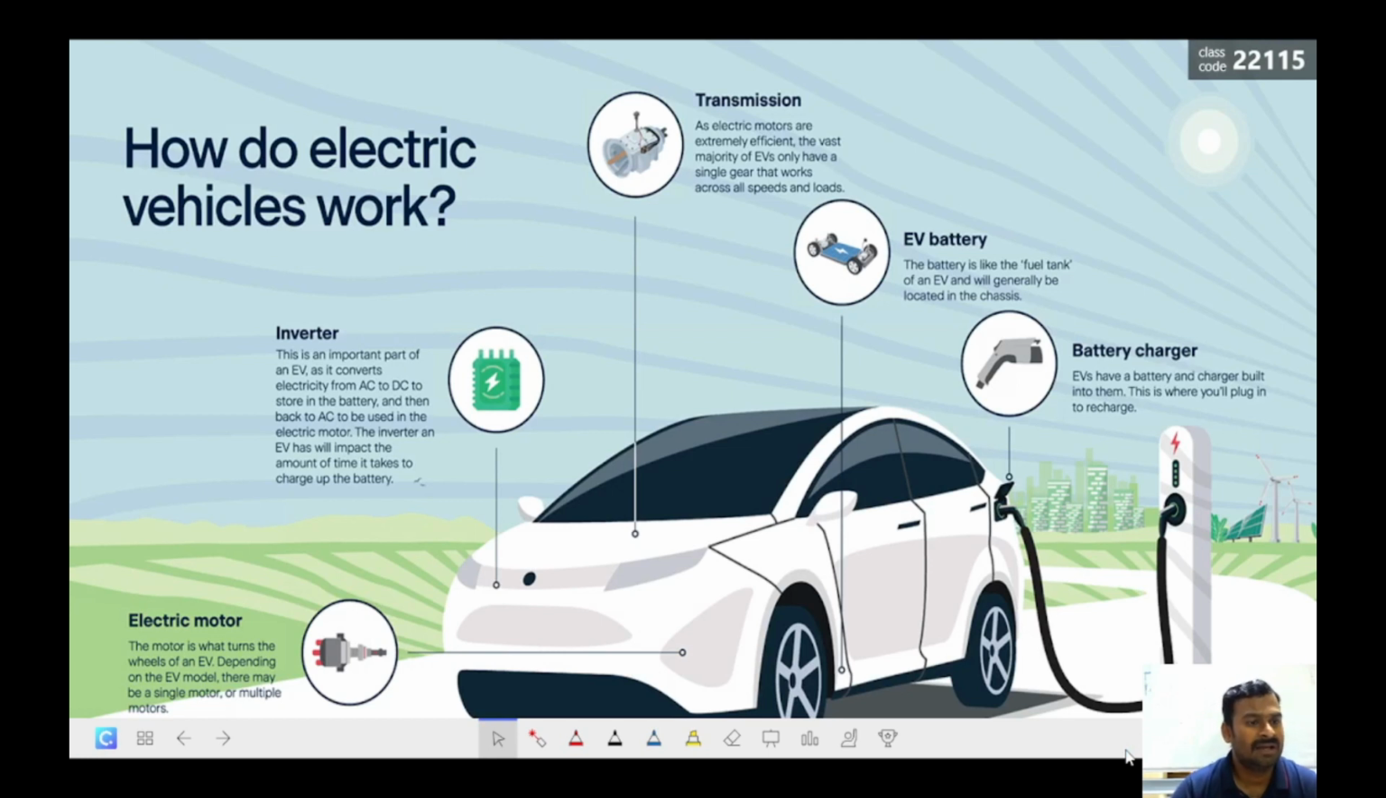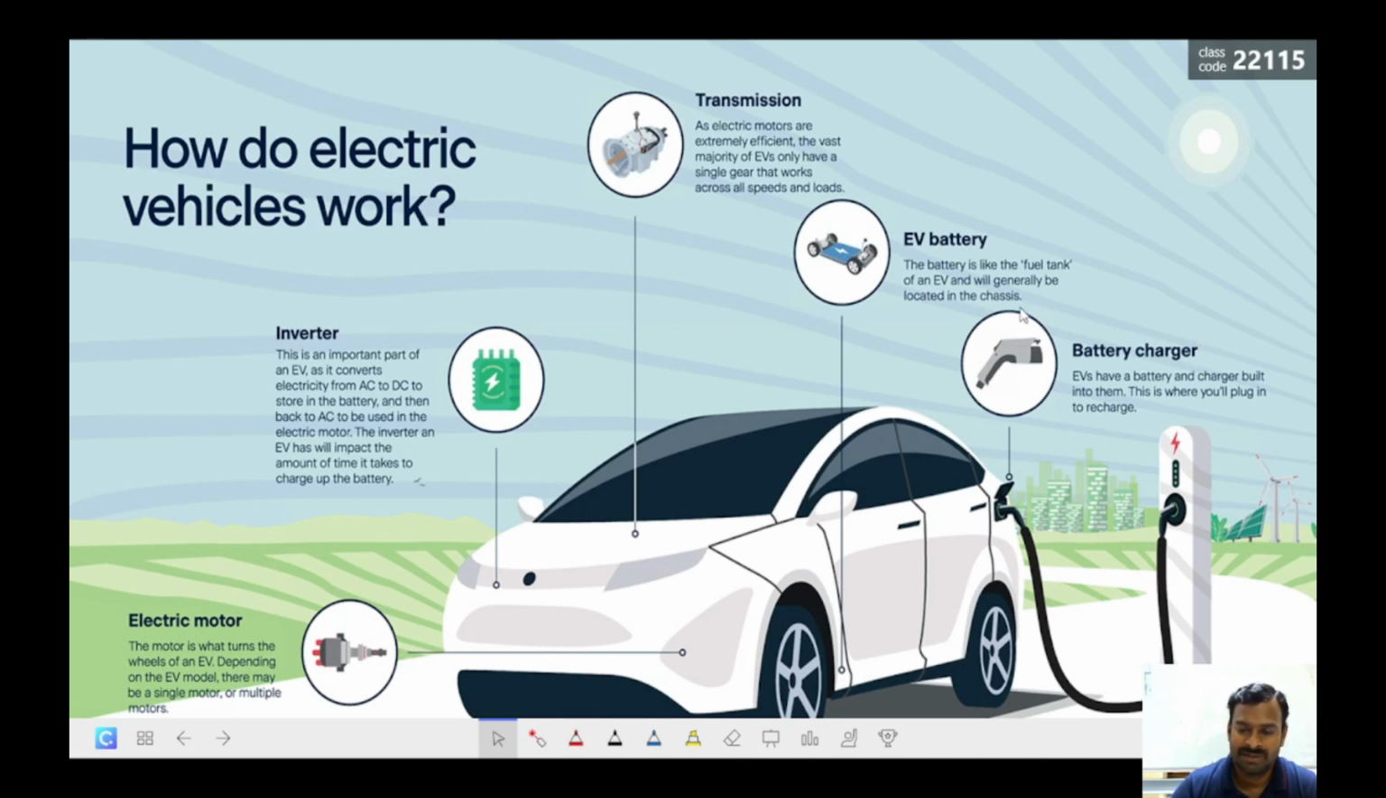So now let us see how the electrical vehicle works. Basically, we should understand what the internal parts are. Though I did not put the detailed one, there are basic elements here. So let us understand this. Later we will discuss each and every part in detail in the upcoming videos.